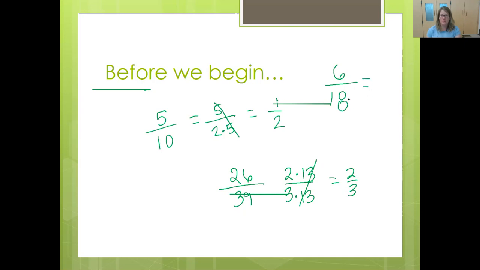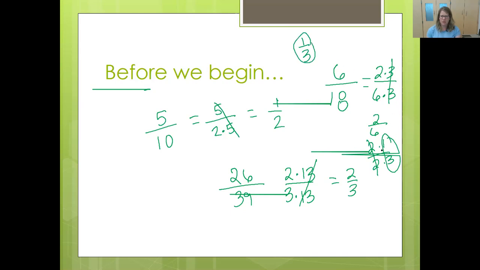So 6 over 18, 6 is 2 times 3, and 18 is 6 times 3. So the 3's will cancel, and I'm left with 2 over 6. But then this reduces further. The top is 2 times 1, the bottom is 2 times 3. The 2's will cancel, so it simplifies to 1/3. So you may have been able to tell by looking at 6 over 18 that it's simplified to 1/3.